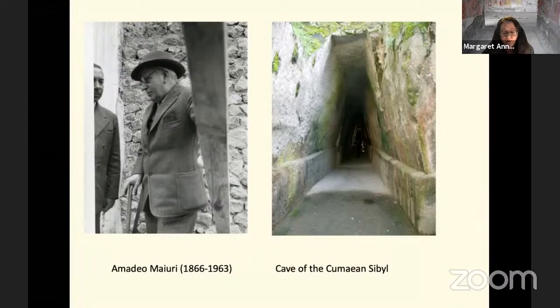Between 1924 and 1961, the director was Amedeo Maiuri. He was handpicked by Mussolini, but that's another lecture. He, in addition to the discovery of the cave of the Cumaean Sibyls on the edge of the city, began to excavate in stratigraphic layers, surveying actually below the 79 AD level of the city to its more ancient foundations.